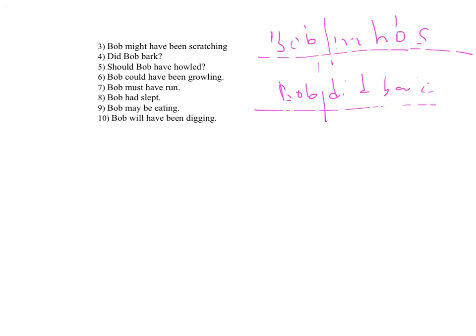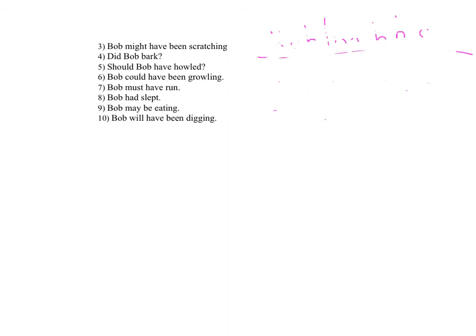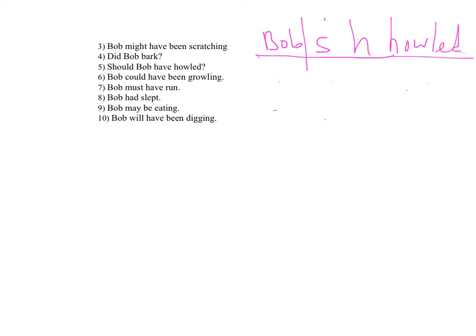All right, we're back. So let me clear up some space here. And we're going to look at number 5. It's a question. Should Bob have howled? Bob will turn into a statement. Should have howled. Number 6. Bob could have been growling. Well, the subject is Bob. Could have been growling. And these are all helping verbs.